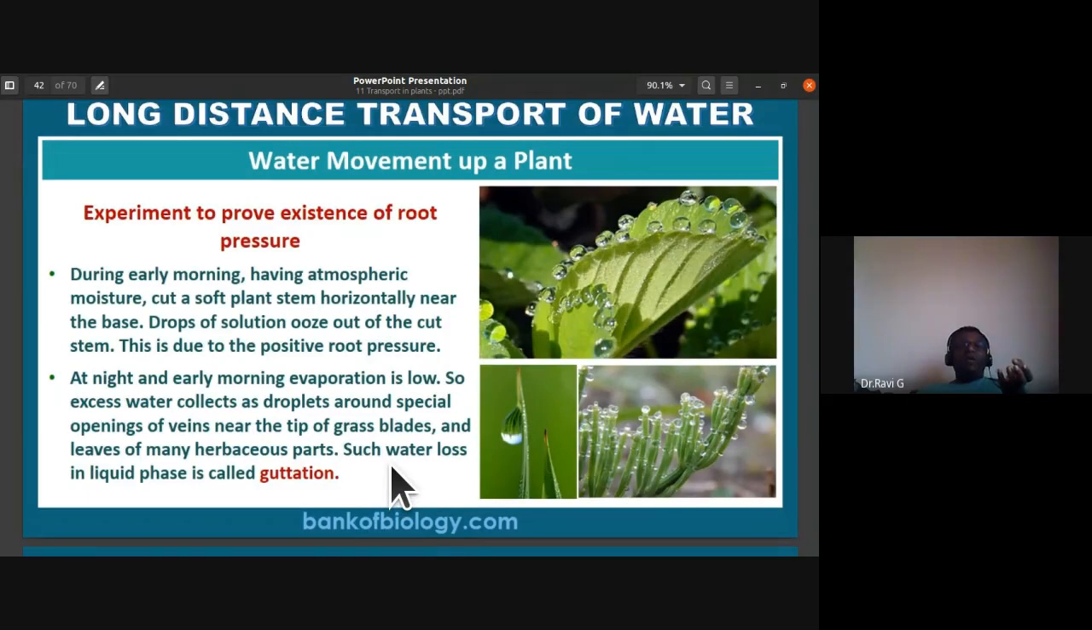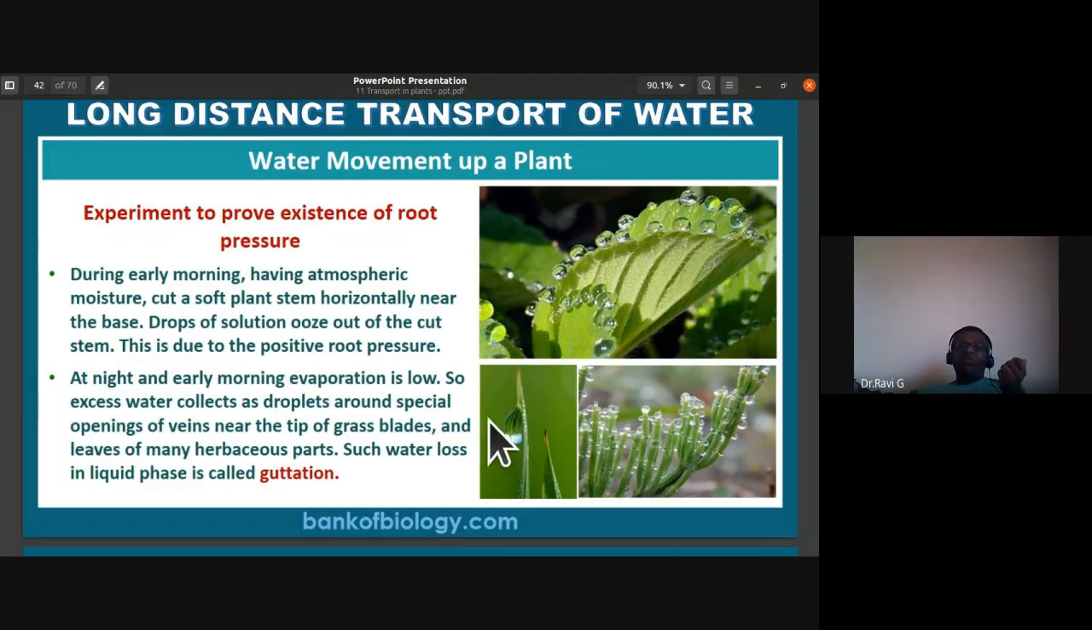Why is it oozing out early in the morning and late in the evening? That is when the evaporation is less. So the water collects as droplets around special openings of veins near the tips of grass blades and leaves of many herbaceous plants. Such water loss in liquid phase, we call it as guttation.